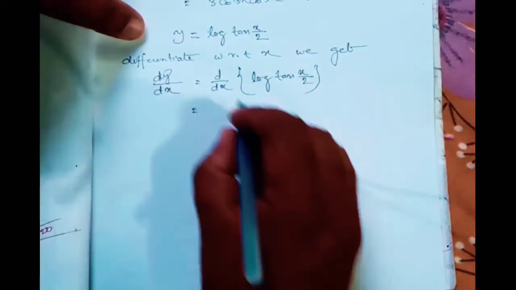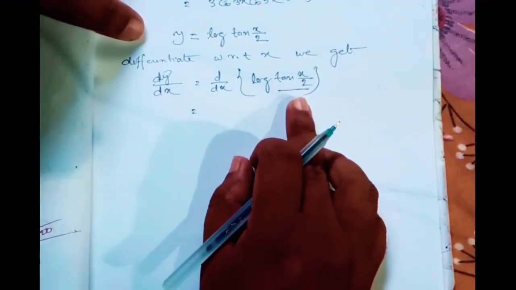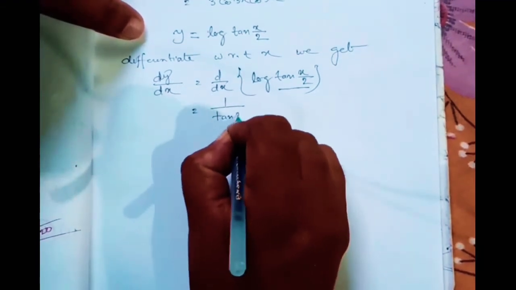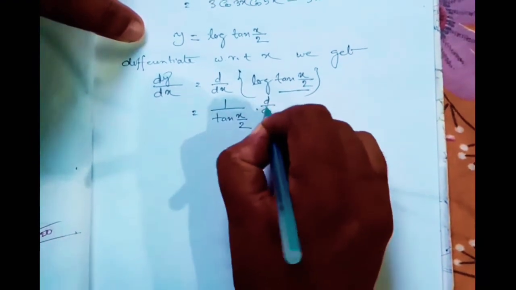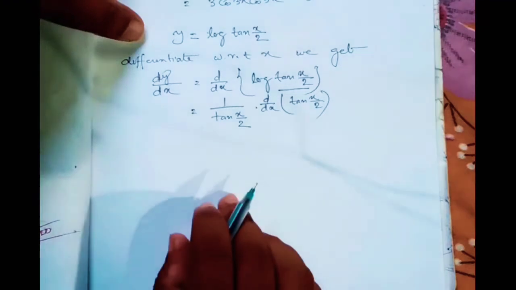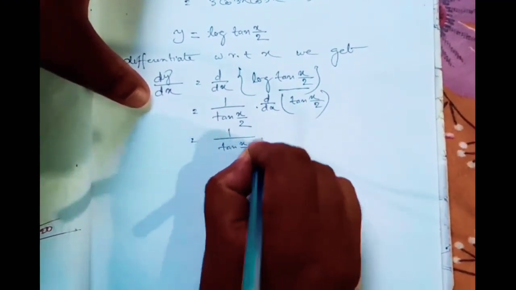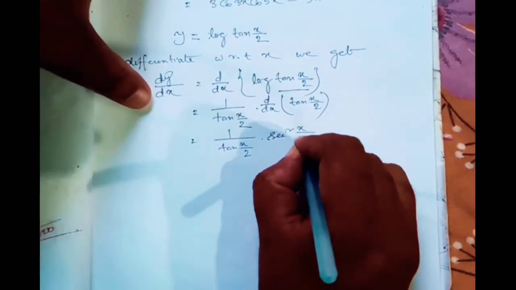Okay, so that means d/dx of log x means 1 by x. d/dx of log x is 1 by x. Now here x is tan x by 2, so that means d/dx of log tan x by 2 means 1 by tan x by 2. Next, in the next step we have to do d/dx of tan x by 2. Now d/dx of tan x is equal to sec square x by 2.